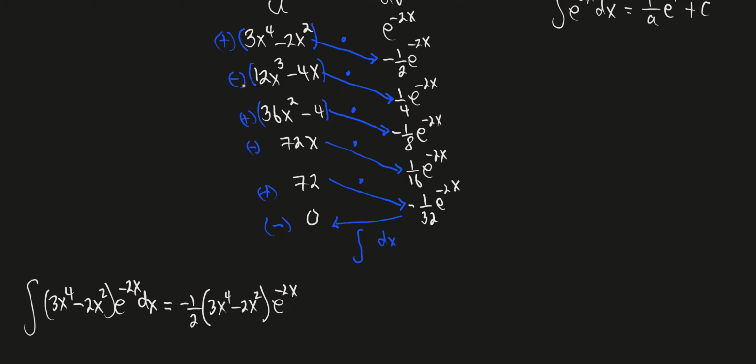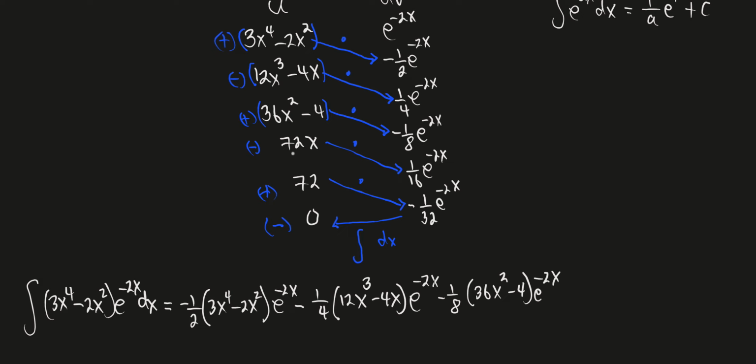Next up, we have the negative of this quantity times this positive 1/4 e to the negative 2x. Now the negative sign will stay. I'm going to put the 1/4 in front. So it's going to be negative 1/4 of that quantity, 12x cubed minus 4x, again times the e. And keep going. Next up we have this negative 1/8 times that positive quantity. So again, I'll put the negative fraction in front, put the polynomial in parentheses. So that's the 36x squared minus 4 times e to the negative 2x.